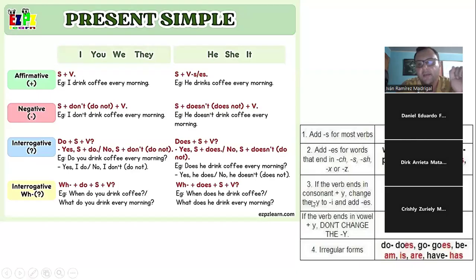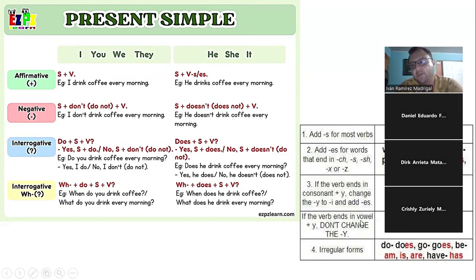Then verbs that end in a consonant plus y, they drop the y, change it to i, and then the es is added. It's the case of try, tries, fry, fries, study, studies. If the verb ends in a vowel and then a y, I don't change the y, I keep it, and I add the s, and that gives me the pronunciation z, right? I don't know if you remember the pronunciation rules.